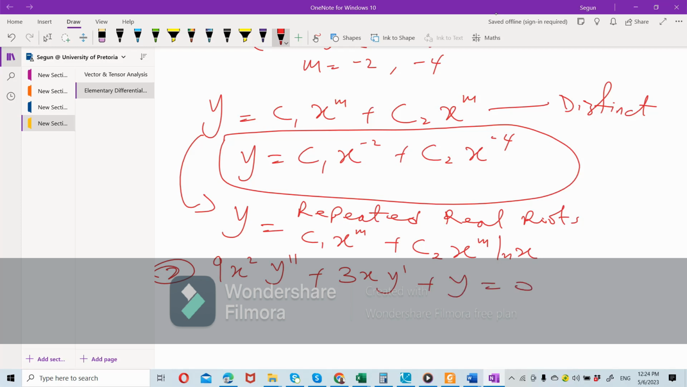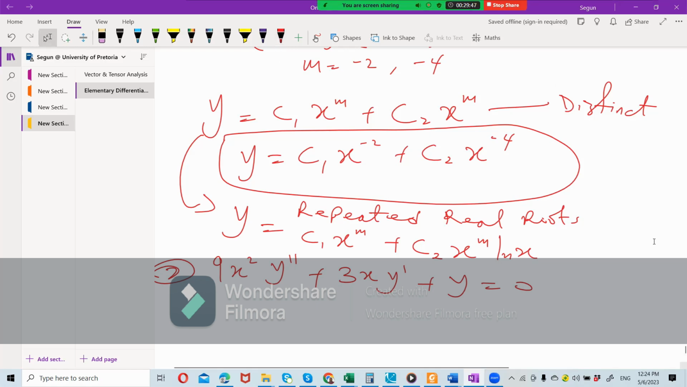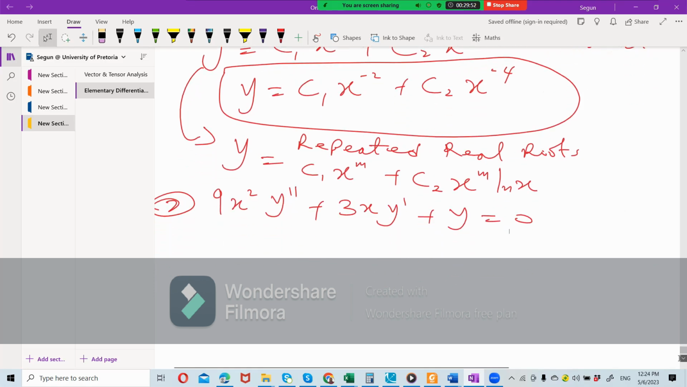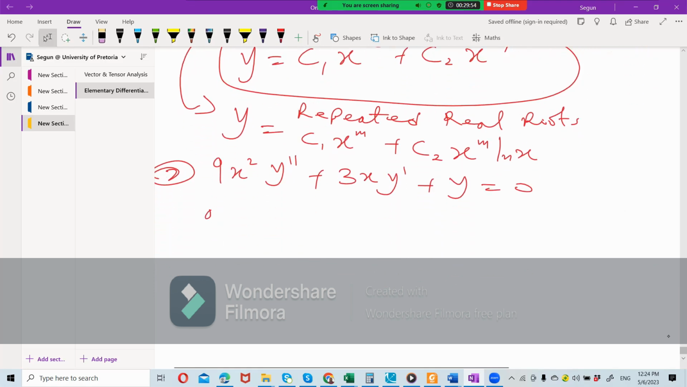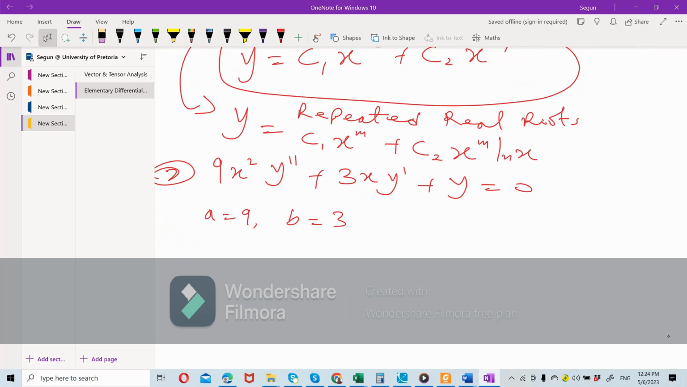So what is A in this case? A is 9. B is equals to what? 3x. B is 3. Sorry, 9 and 3. Then what is your C? C is equals to 1. Okay. When we solve this one, what do we have?